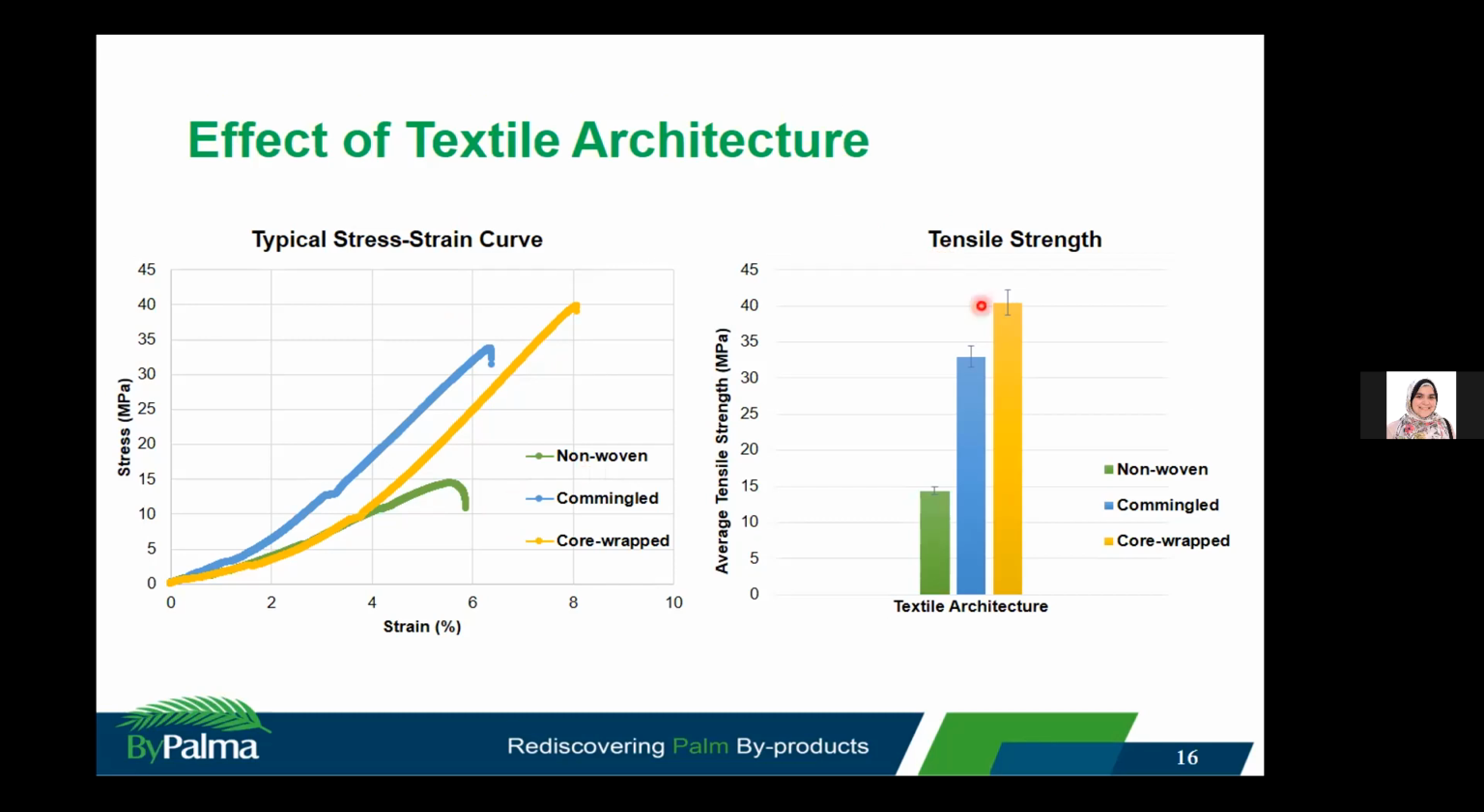So returning back to the difference between the commingled and the core wrapped in the results, we can see that the core wrapped had better performance than the commingled, and that's because of the difference in the fibers from which the yarns are made in the core wrapped and the commingled. In the core wrapped unidirectional, the yarns are made of long fibers, which are about 1 meter long. But for the commingled, we used spun yarns of shorter fibers that are about 6 centimeters. That's why the load transfer mechanism is much better in the core wrapped than in the commingled.